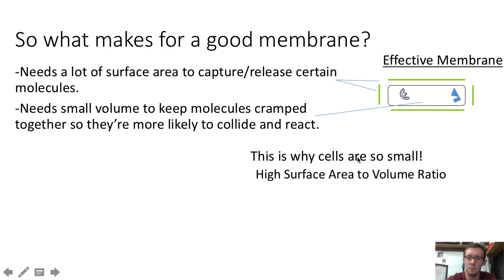And so this is part of the reason why cells are so small. The smaller a cell is, the higher surface area to volume ratio it has. A high surface area, but relatively low volume. And that's it.